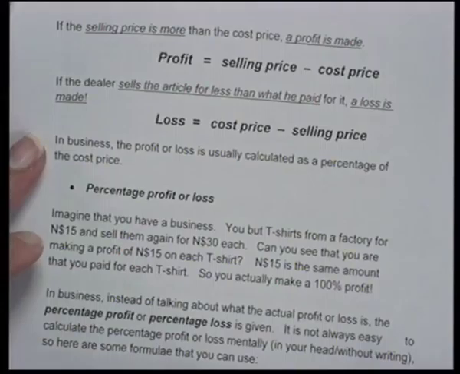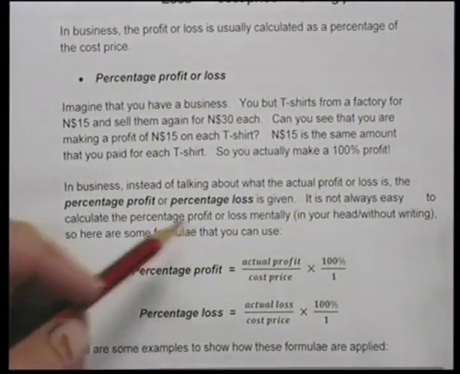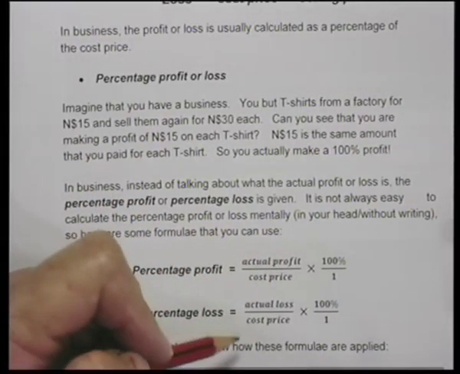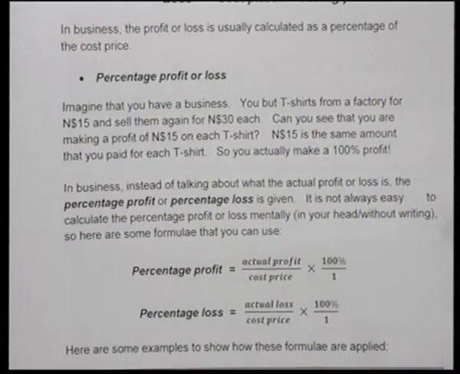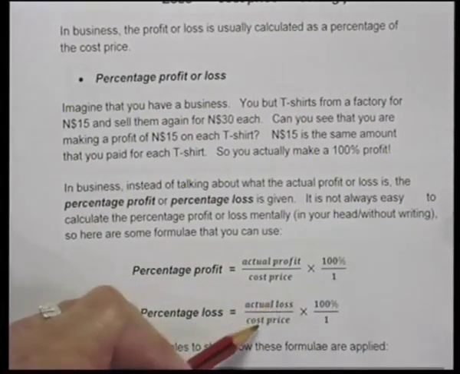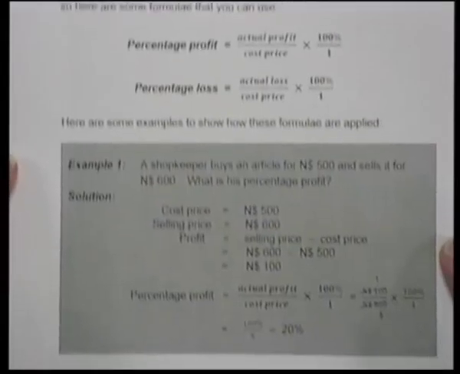Here we come to percentage profit or loss. The percentage profit is the actual profit over the cost price times 100. The percentage loss is the actual loss over the cost price times 100%. And let's look at one example here.